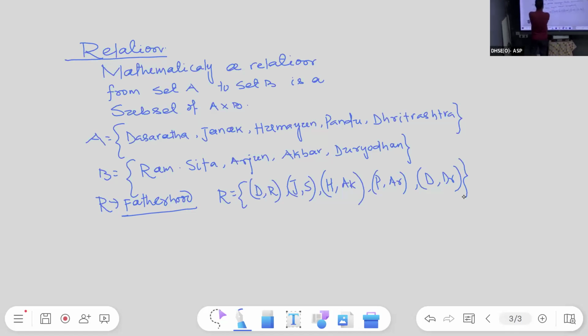Is there any other relationship from set A to set B? Can you say? Anybody? Is there any other relation from set A to set B? Yes, that is another relation. That is uncle-nephew relation. Let us consider that relation as R1. That relation is uncle-nephew relation.